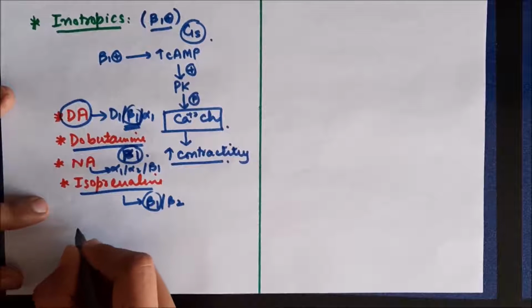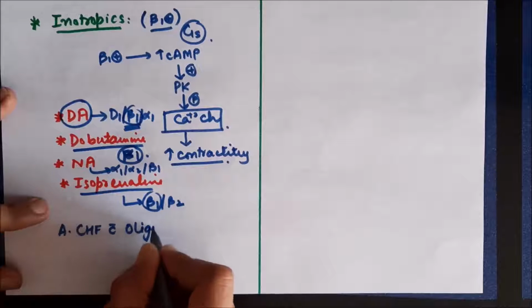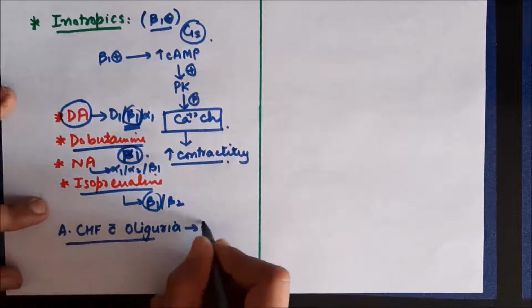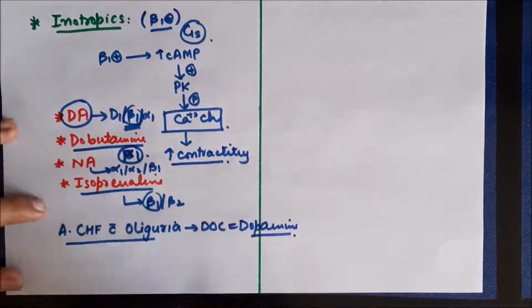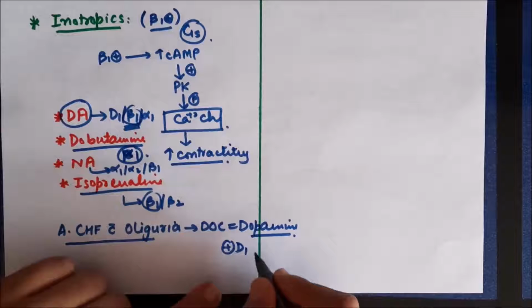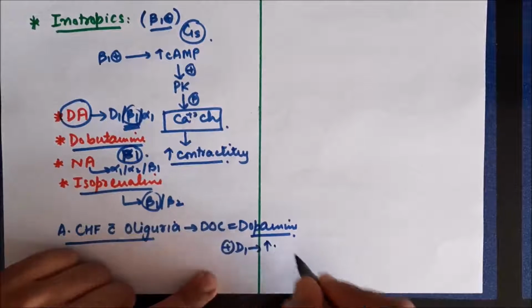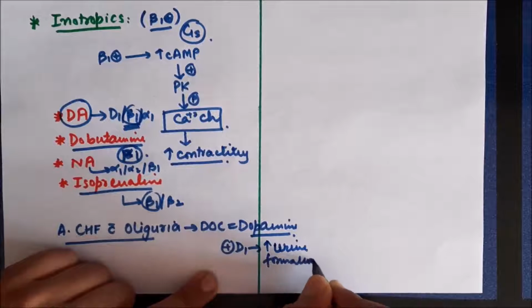Now, if we have a case of acute congestive heart failure along with oliguria, in that case the inotrope of choice that we prefer is dopamine, because dopamine increases the contractility which is required in case of CHF, and it also stimulates D1 receptors in renal blood vessels, which causes their vasodilation and increases the urine formation in the kidney.